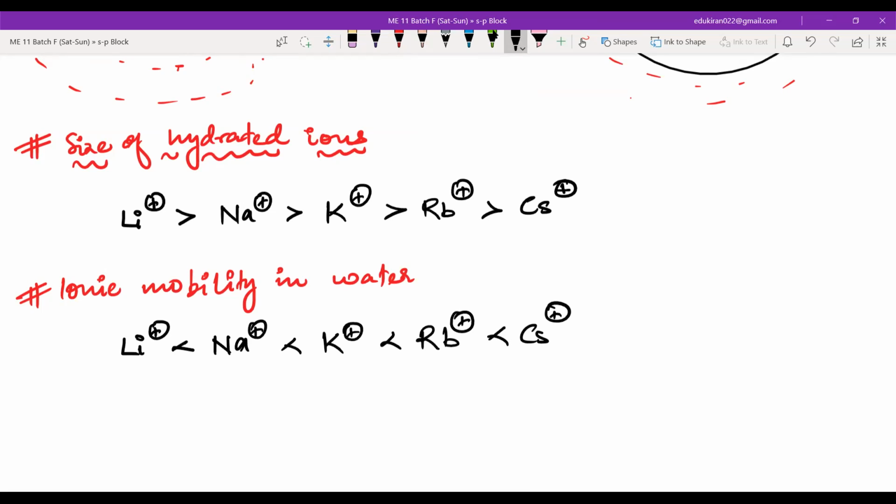No, sir. No doubt, right? Okay, fine. So these are the points. I can say that these are the physical properties of the group 1 elements.